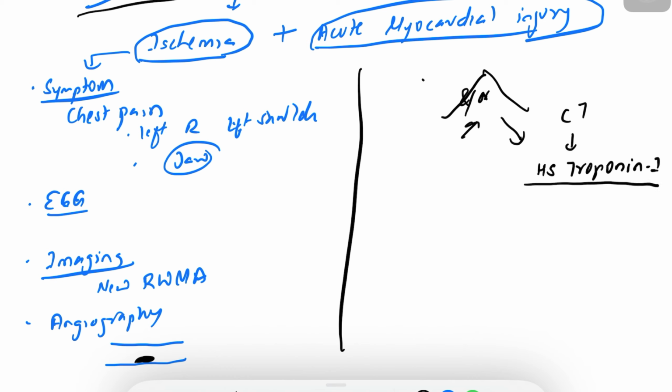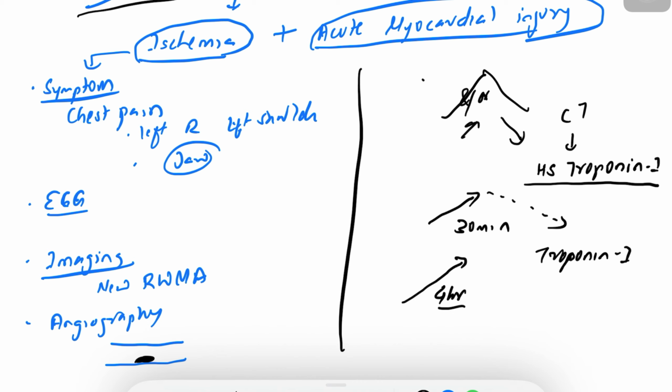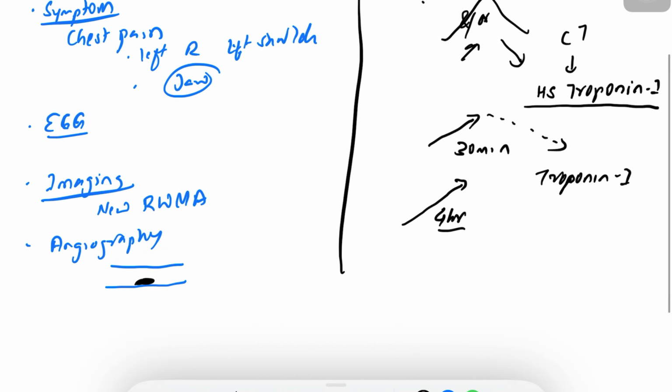Because HS troponin can increase within 30 minutes and then starts falling down, while our traditional troponin, the normal troponin I, takes about 4 hours to increase. So the length of time needed for the normal troponin to increase is high. That's why these days HS troponin is used.